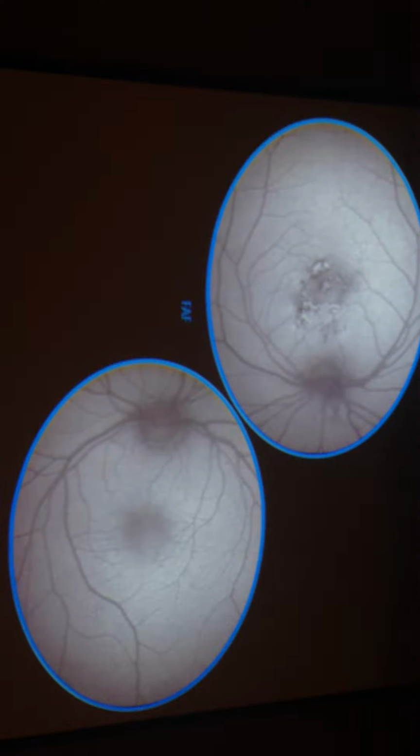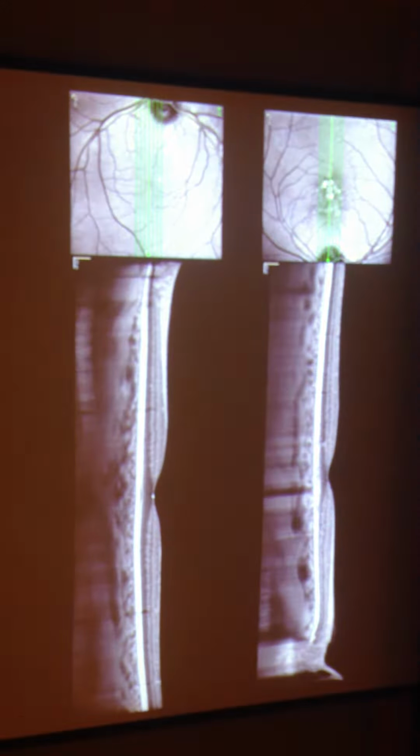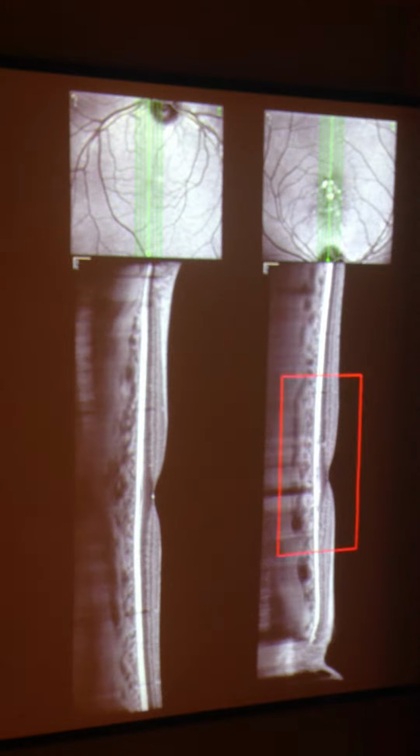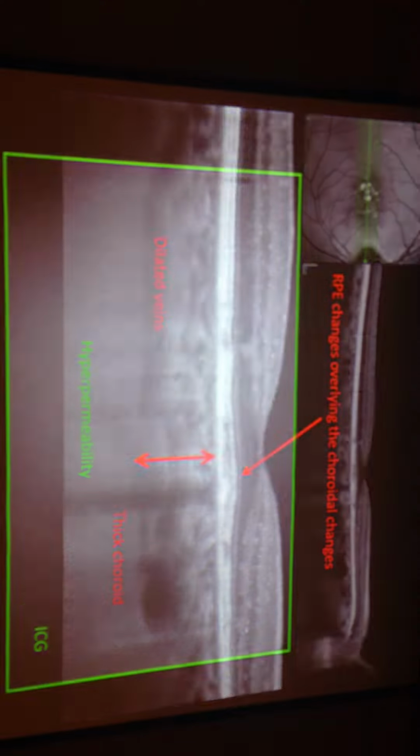And if you look more closely at the fundus, you will notice that there's an area of a lack of fundus tessellation, which seems to indicate that the choroid is thick at the area, because you know you see fundus tessellations when the choroid is very thin. When you do the OCT or EDI OCT through the area, you'll notice the RPE changes overlying the area of the thick choroid and very dilated veins. And when you do ICG, you will see choroidal hyperpermeability.